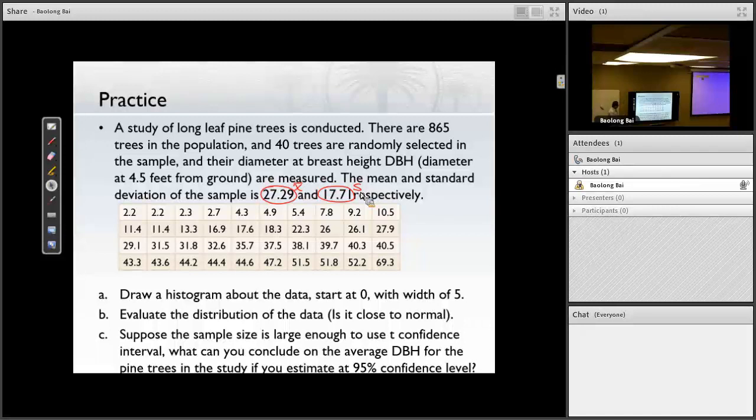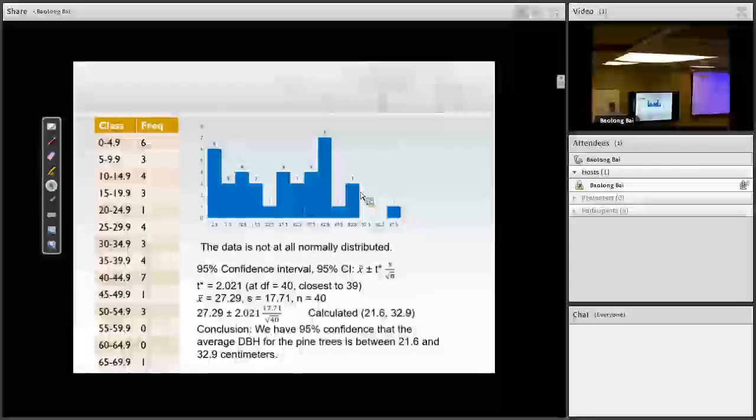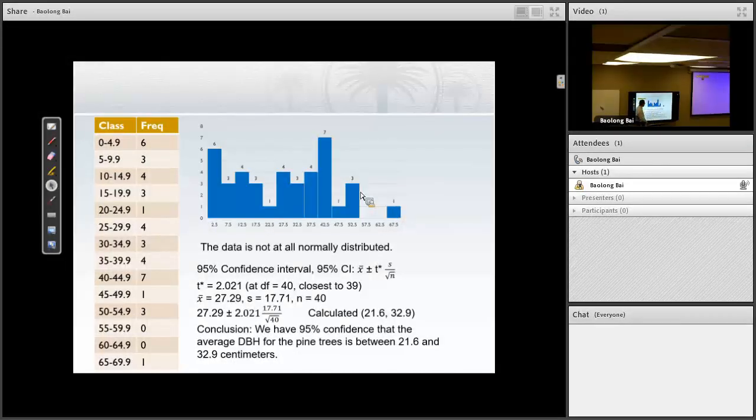And then, first question, draw a histogram about the data, starting with 0 and with a width of 5. So you can make a histogram. We're going to look at it very quickly. So, this is what a histogram looks like for DBH.